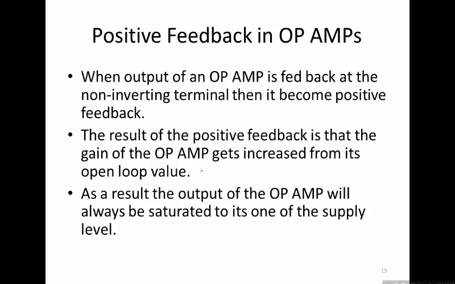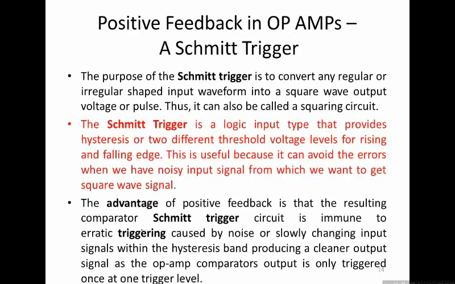So the result of positive feedback on gain would be that the gain would be very high, and it would even be higher than the open loop gain of the op-amp. As a result, the output of the op-amp will always be saturated to one of the supply levels. So whether the op-amp is in open loop or in positive feedback, in both cases the gain would be very high and the output of the op-amp would always be saturated.